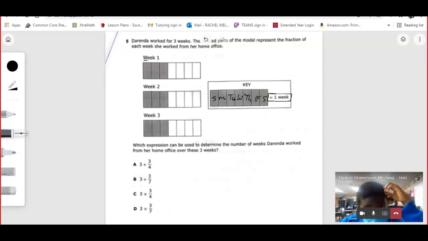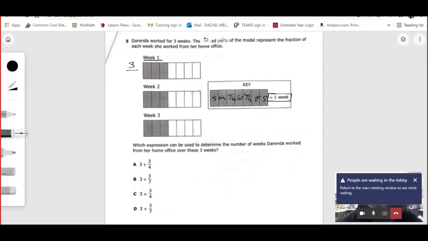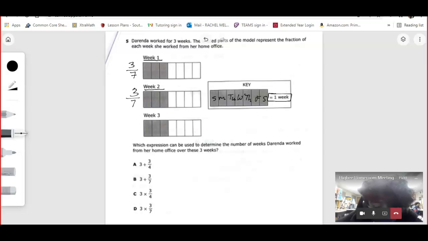Okay, so week 1, how many days did she work? 3. 3. Okay, 3 out of 4? 3 out of 4? I mean, 7. 3 out of 7. Oh, okay, all right. That's all right. Okay, so what about week 2? How many days did she work? 3. Out of 7. Okay, week 3. How many days did she work? 3. Out of 7. Okay, very good. Okay, so let's look at the question again.